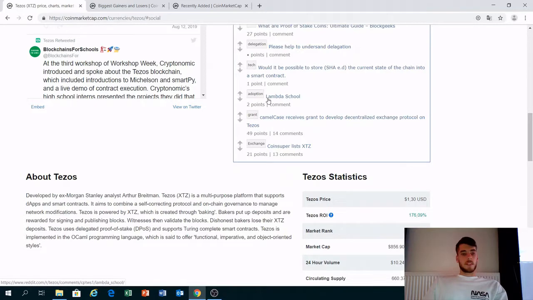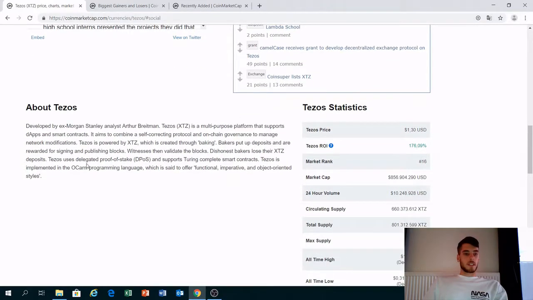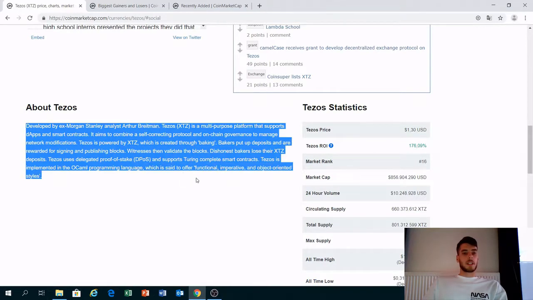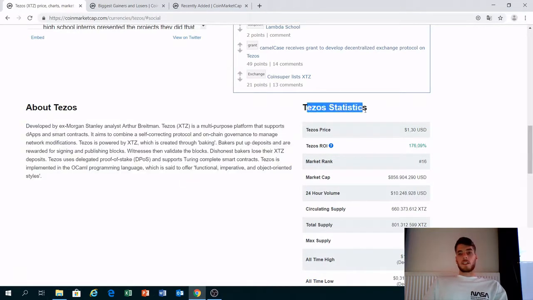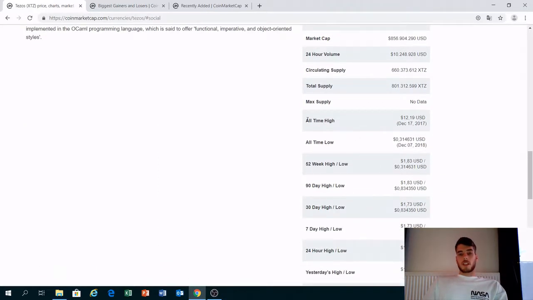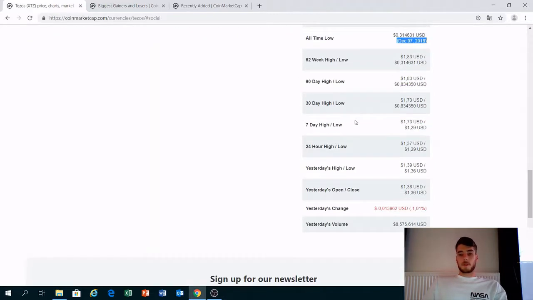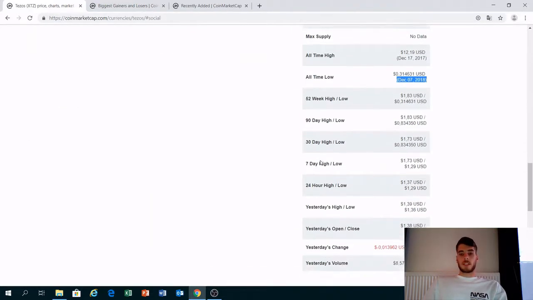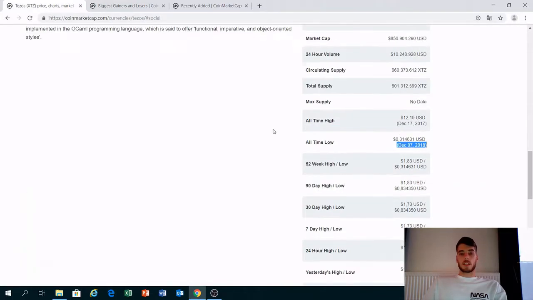So that's very nice to know. So here you can read a little bit about what Tezos is about, and here you can see some statistics about Tezos. Like the all-time high was at December 17, 2017 at $12, and the all-time low was at 31 cents at December 7. And of course you got some other statistics.